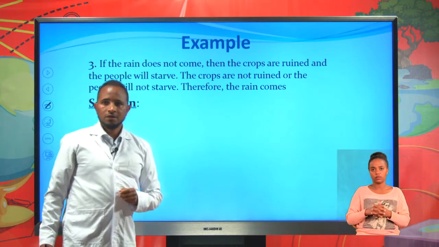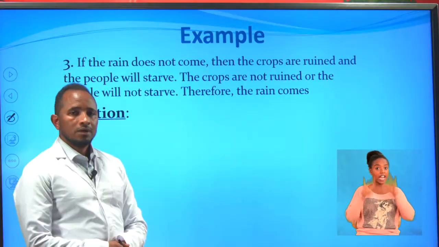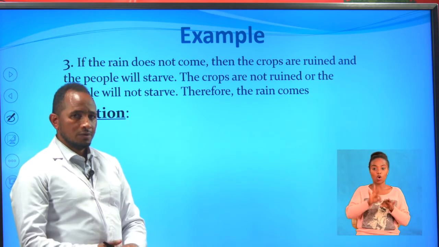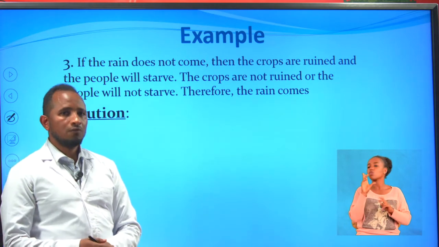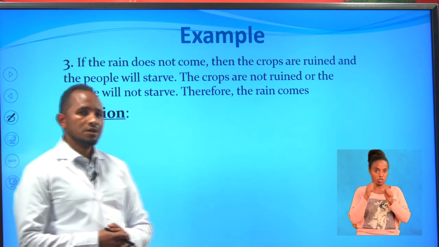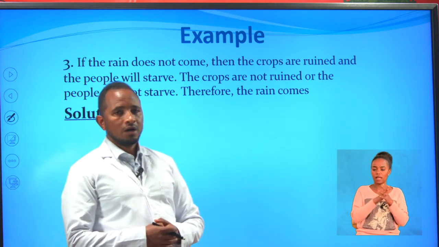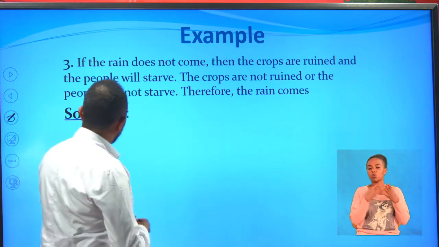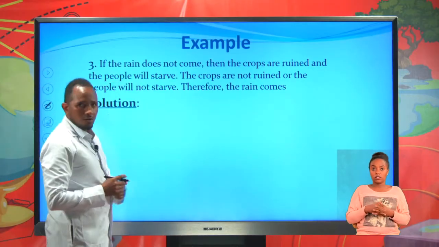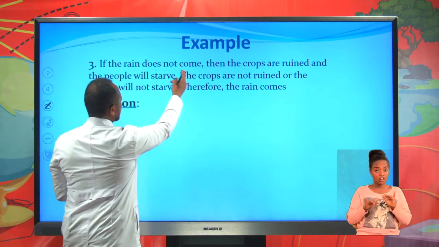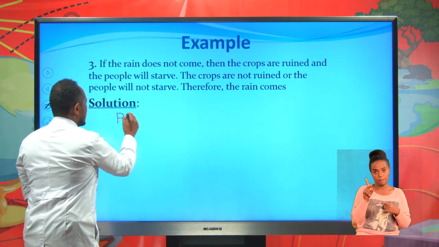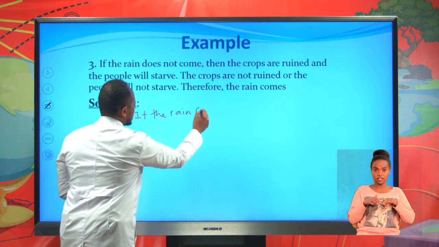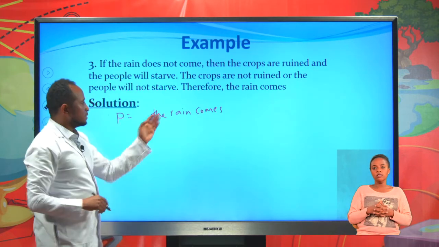Okay, let's have this. If the rain doesn't come, then the crops are ruined and the people will starve. The crops are not ruined or the people will not starve, therefore the rain comes. Check the validity of this argument. Okay, to check its validity, we need to convert this into symbolic representation. So let's put a symbol for each given statement. Let's assume P to be the rain comes.